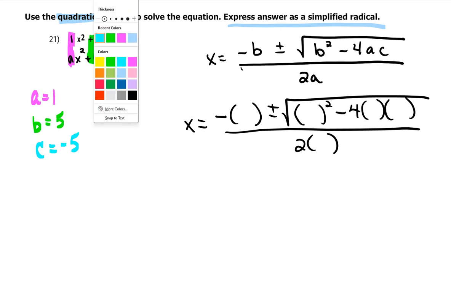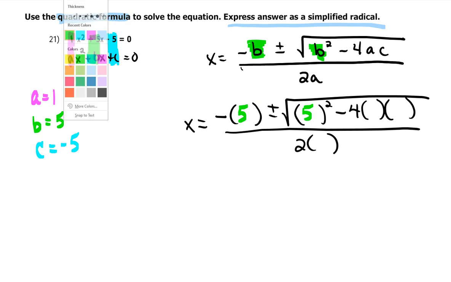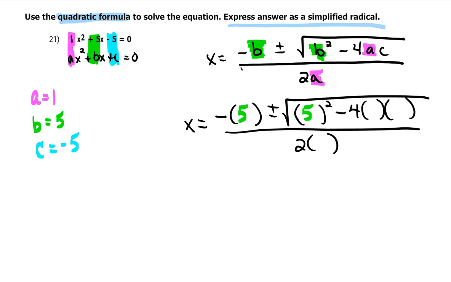All right, now b was the green 5. So we've got a b here and a b there. So I need the 5 here and the 5 there. Make sense? And then a is the pink, number 1. There is an a here and an a there. So I need a 1 and a 1. And then there is the c. And there's only one c in this formula. It's right there. And c is a negative 5.